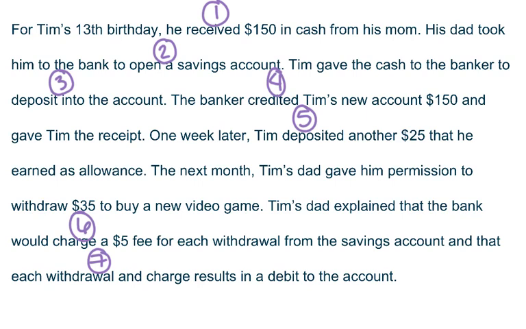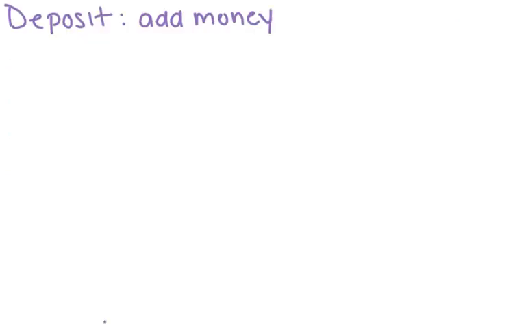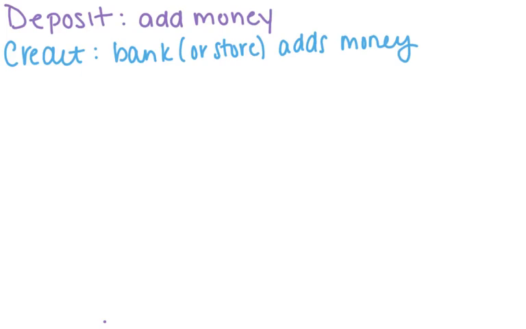Now let's talk about a few words that you might not know that came up in that scenario. The first one is deposit. And a deposit simply means that you are adding money to an account. The second word is a credit. And a credit simply means that a bank or a store adds money or gives you money back.